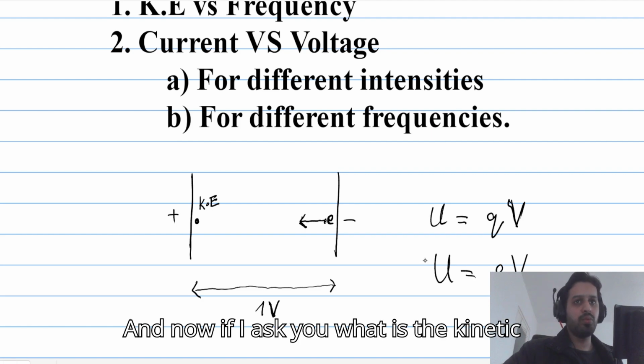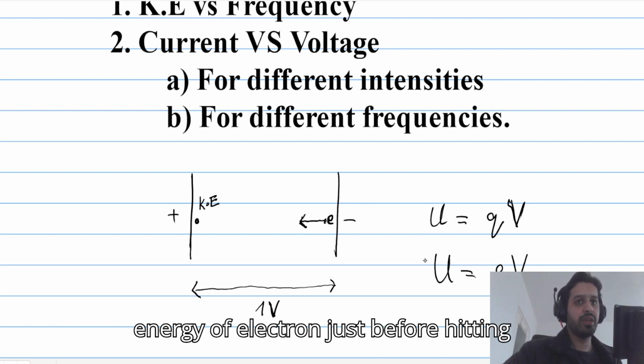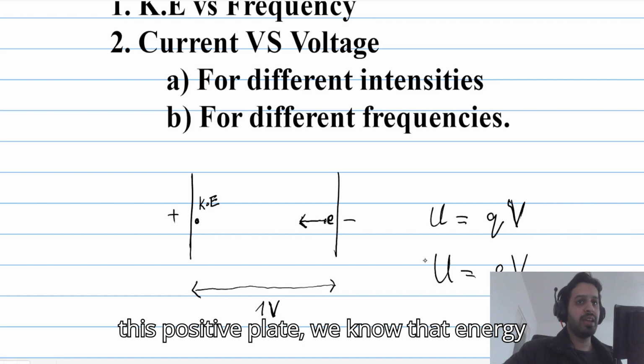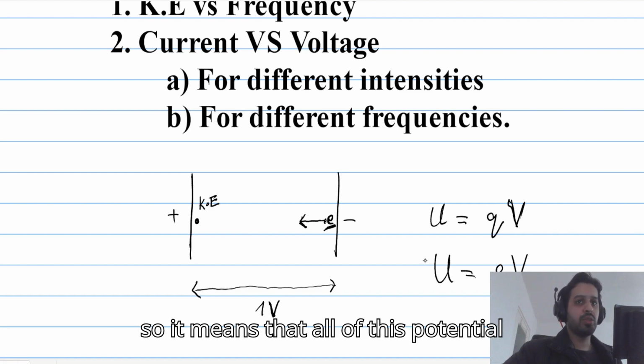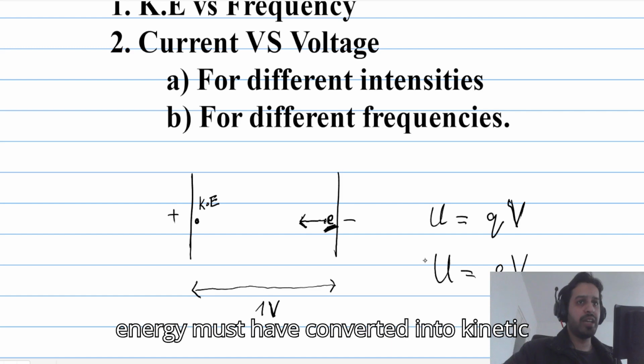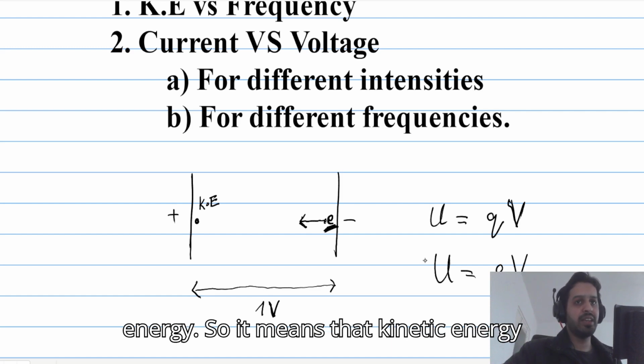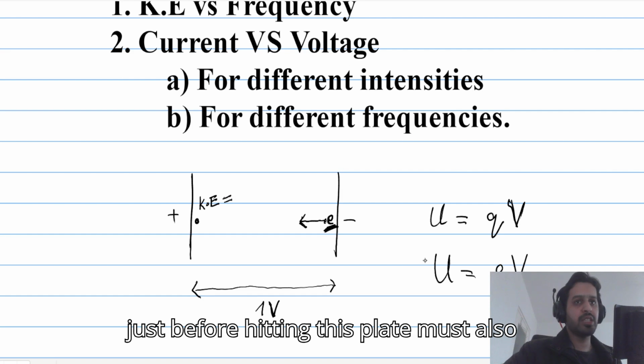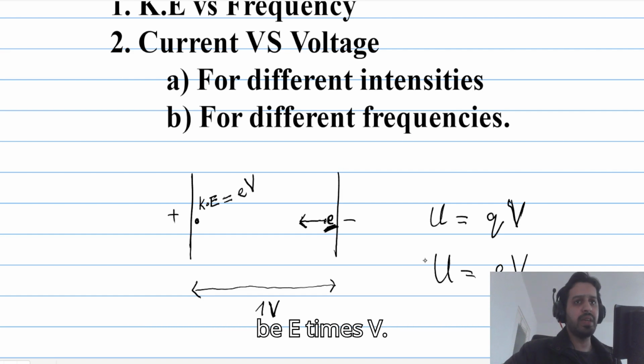And now if I ask you what is the kinetic energy of the electron just before hitting this positive plate, we know that energy can neither be created nor be destroyed. So it means that all of this potential energy must have converted into kinetic energy. So it means that kinetic energy just before hitting this plate must also be e times V.